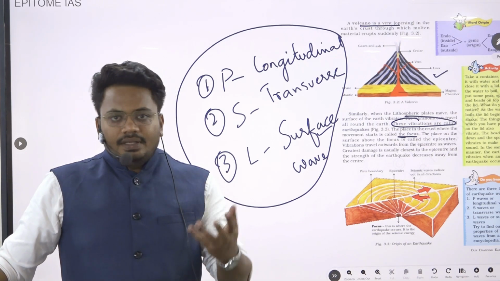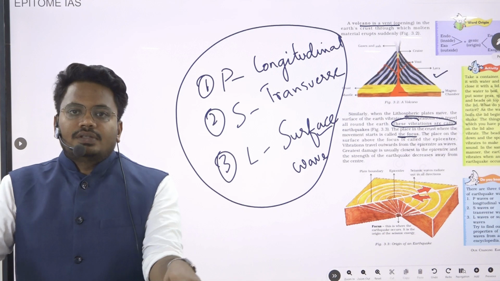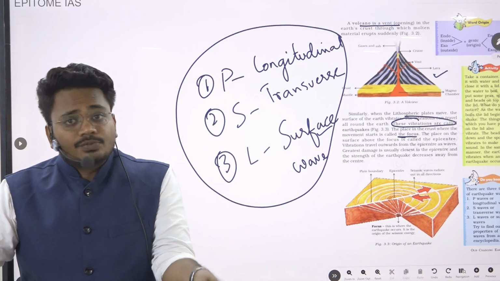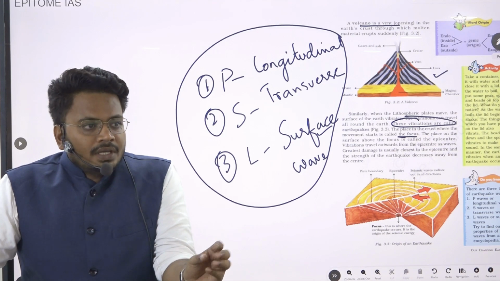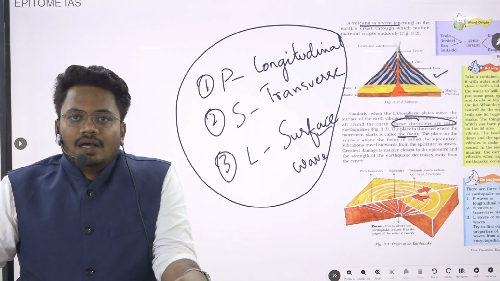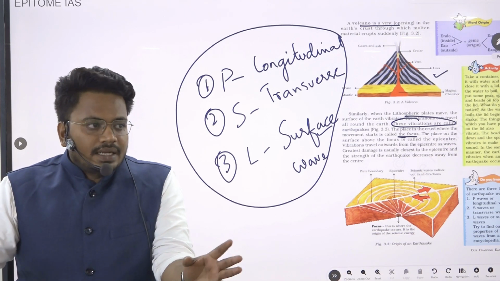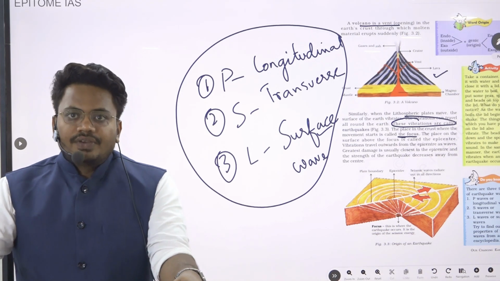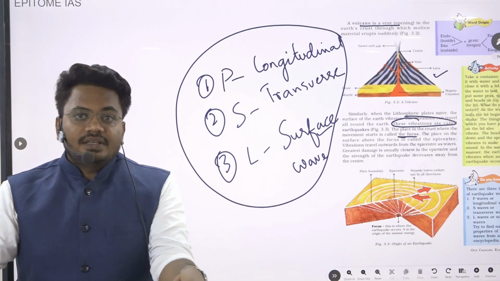The instrument which is used to measure the earthquake is a seismometer, or else we can call it a seismograph. And the scales which are used to measure earthquakes are the Richter scale and the magnitude scale, or we can call it the Mercalli scale.